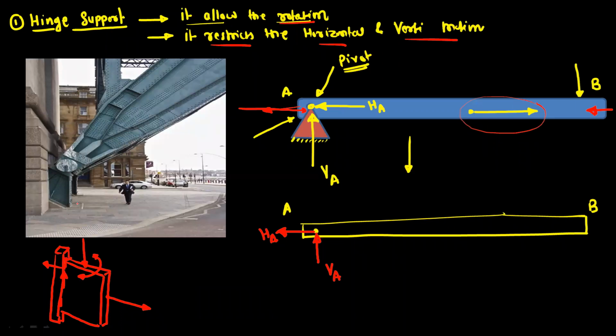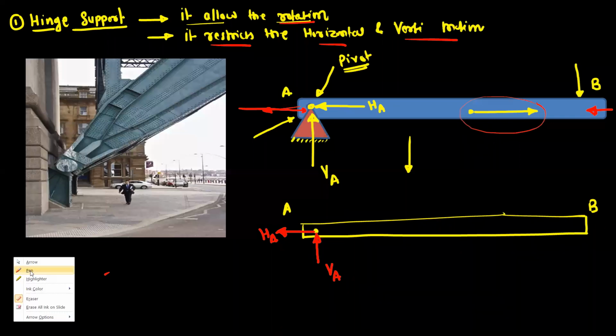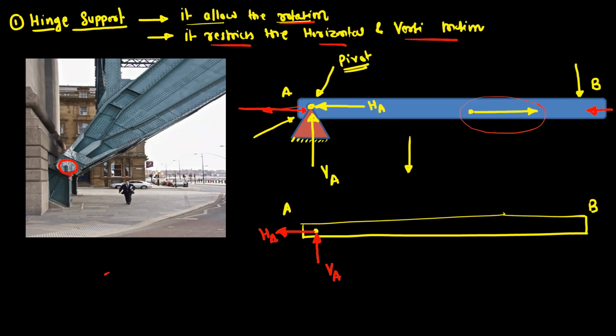So here in the diagram, one application is shown for the hinge support. So this hinge support is used in the construction of the bridge. So this is the hinge point. It is fixed in the cement concrete. And this frame or this link can rotate in this direction.